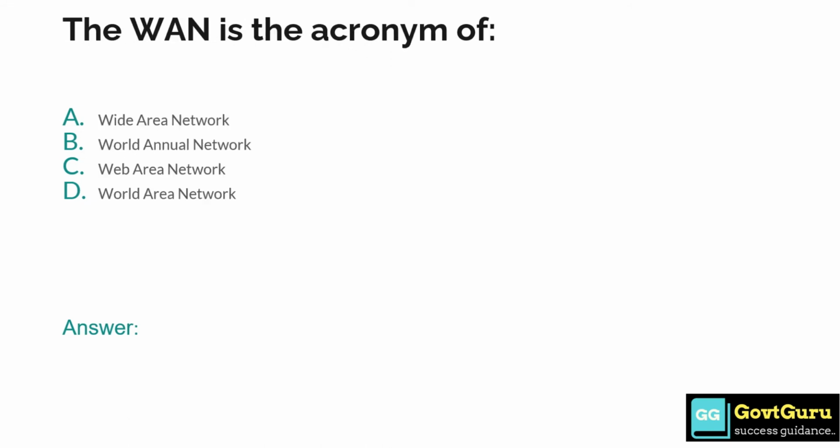Next question is the WAN is the acronym of option A Wide Area Network, option B World Annual Network, option C Web Area Network, and option D World Area Network. The answer is option A, that is Wide Area Network, that is WAN.